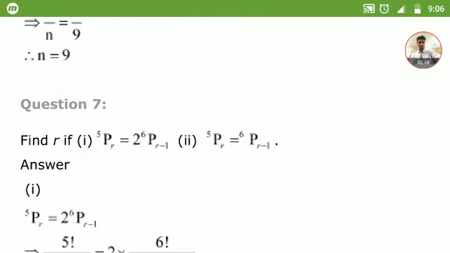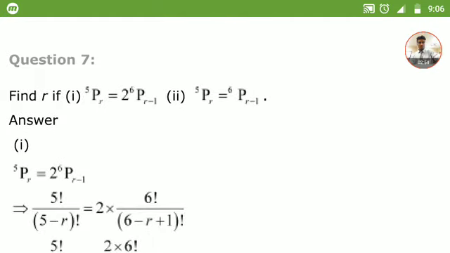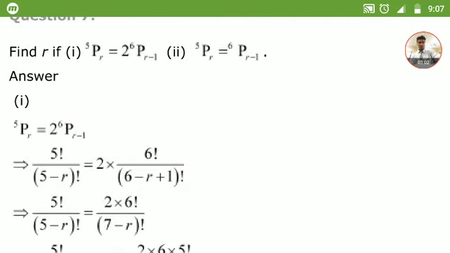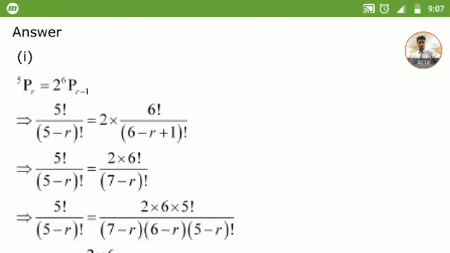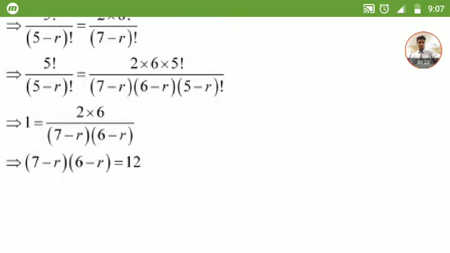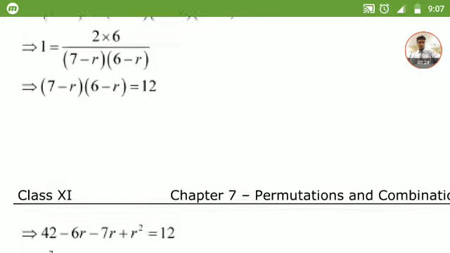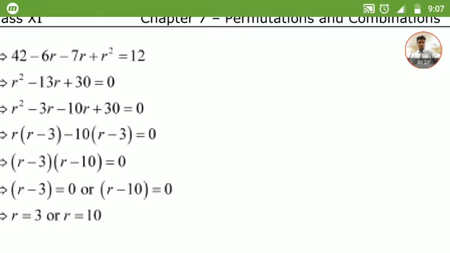Now 5Pr and 6P(r minus 1), just write the formula first. Factorial 6 can be written as 6 into 5 factorial, and 5 factorial on both sides cancels off, and there you have 7 minus r factorial. So you go back twice, so you get factorial 7 minus r and (6 minus r) into factorial 5 minus r. Factorial 5 minus r goes off, then you get a quadratic equation, and I feel at this age you can solve quadratic equations on your own to get the value of r as 10 and 3.